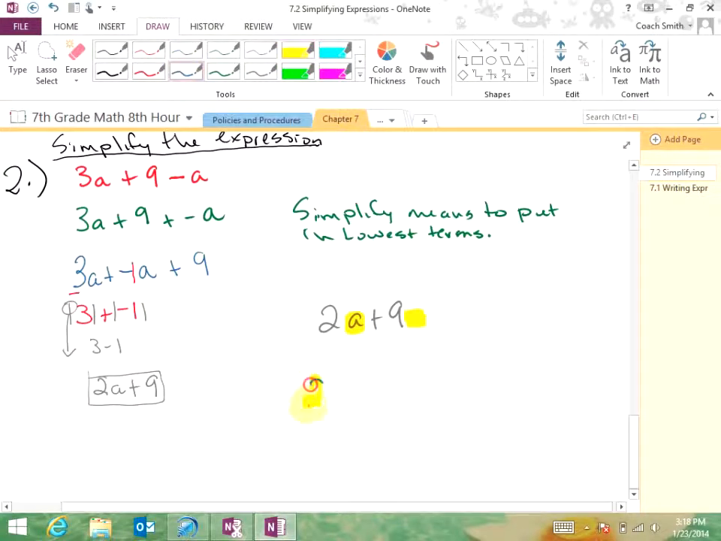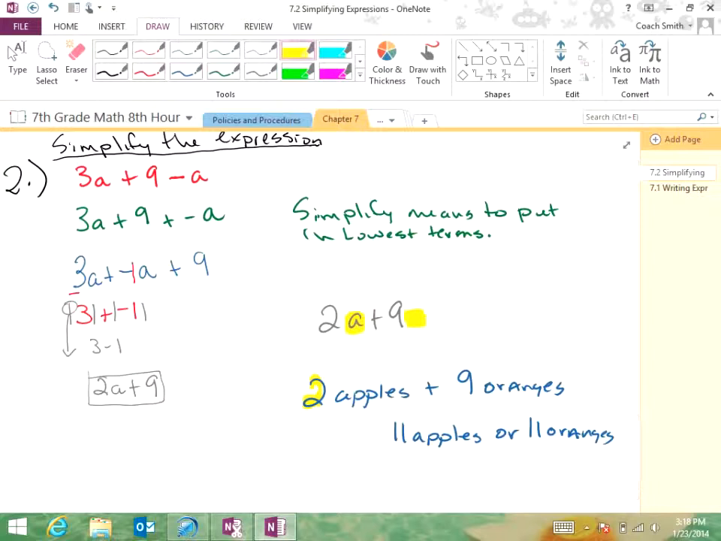Let's say that I had 2 apples plus 9 oranges. Can I put that together and say I have 11 oranges? Can I put it together and say I have 11 apples? No. Okay? So we can't say that we have 11 apples or 11 oranges because we don't. Can't do that. That is why they are not the same. 2a is not the same.